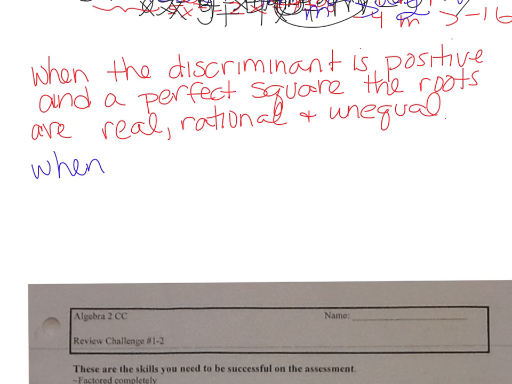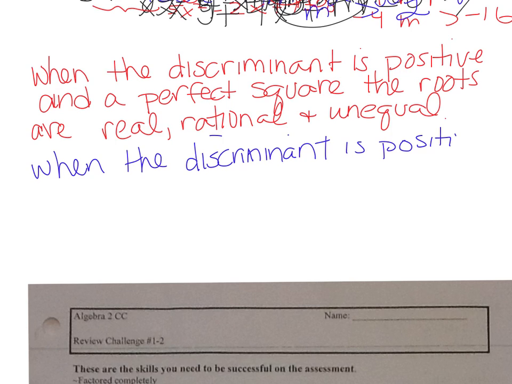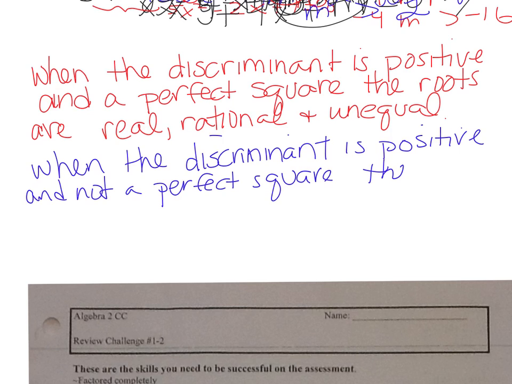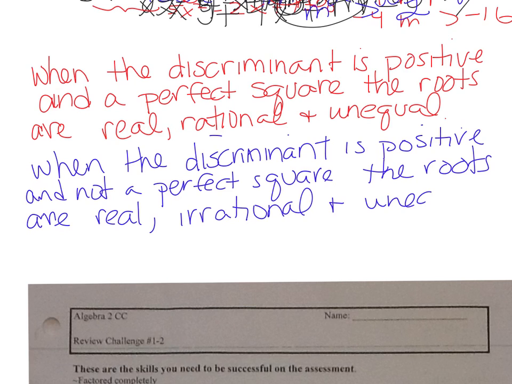When the discriminant is positive and not a perfect square, the roots are real, irrational, and unequal. Okay, so that's 10. Let's take a look at 11.